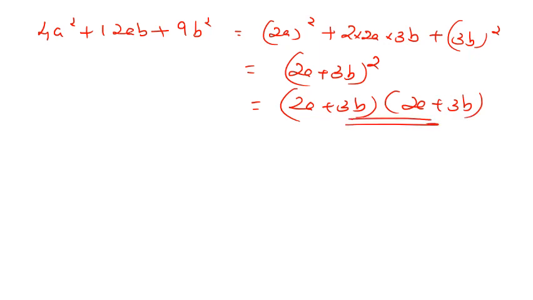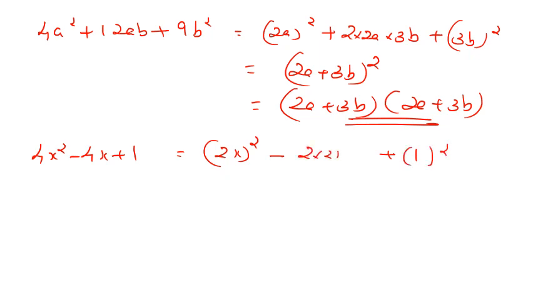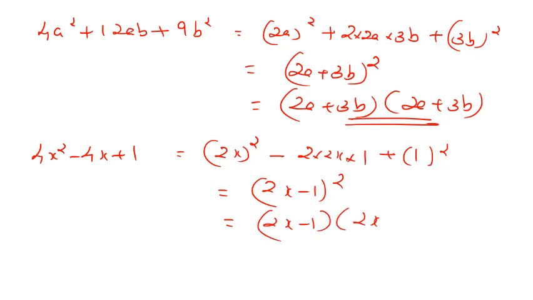This is the way you have to factorize. Another question: 4x squared minus 4x plus 1. So what do you have to do here? 4x squared is actually 2x the whole squared. The last one is 1 squared. In between it is 2 into 2x into 1. So this is 2x minus 1 the whole square. What is 2x minus 1 the whole square? 2x minus 1 into 2x minus 1. This is the answer.